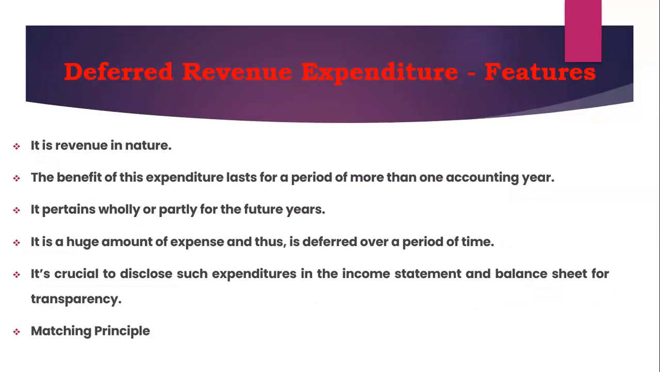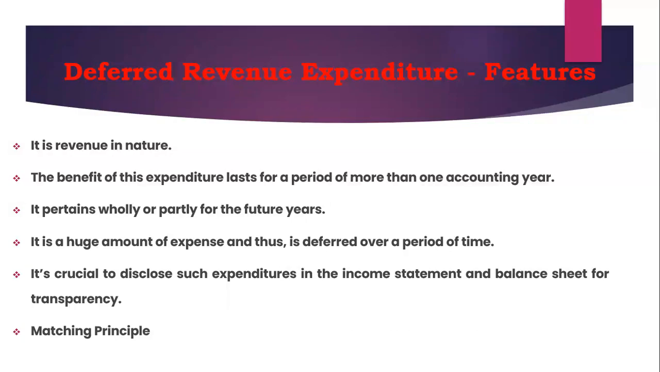There is one more thing. It basically depends on the matching principle. How much expenditure did we incur to generate revenue? That should be for one accounting year. So the expenditure incurred for 1 year, and how much revenue is generated for that year, that should match. Deferred revenue expenditure is based on the matching principle.